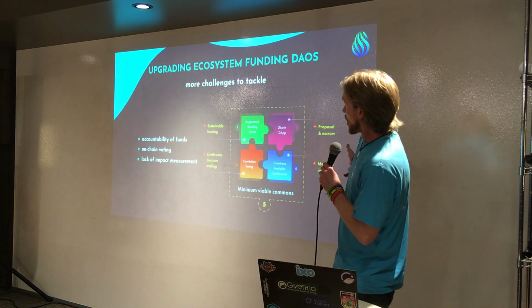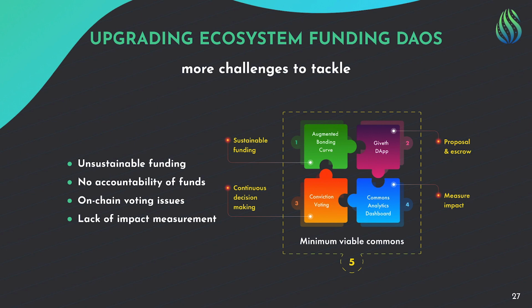So essentially, this is the Common Stack roadmap. Each of these components is addressing one of these key scalability issues in ecosystem funding DAOs. So we're really excited to deliver this minimum viable commons for each of these groups to move forward into an age of decentralization.